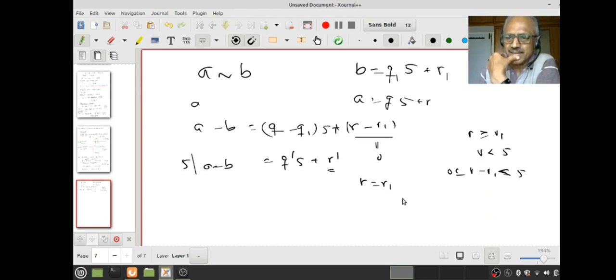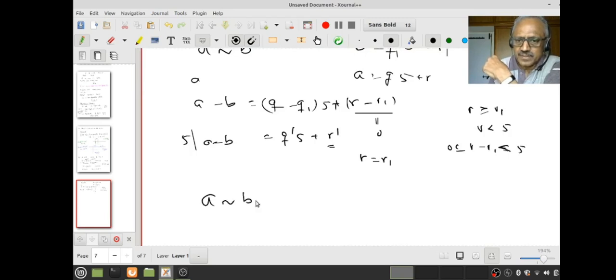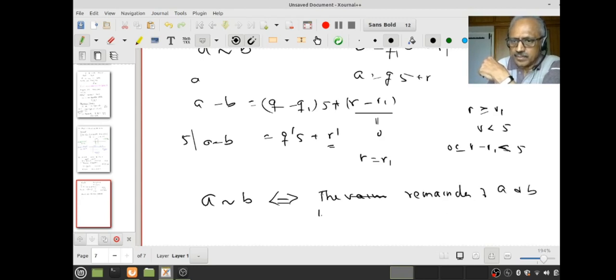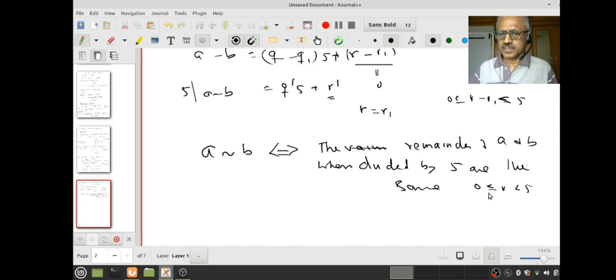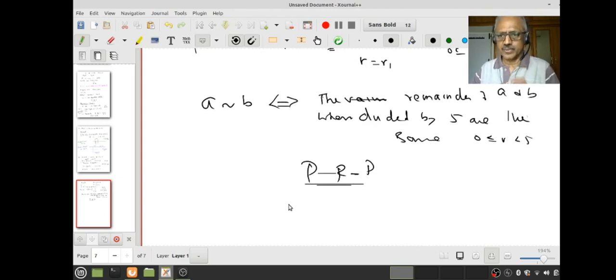So what does it say? It says that A is equivalent to B if and only if the remainders of A and B when divided by 5 are the same. Remember, our remainders have to satisfy 0 less than or equal to R, strictly less than 5. Please pause, review. If you have not seen the division algorithm, this may be slightly tougher, but it will be a nice example to learn. Don't miss it. Please discuss with your friends, or if necessary, consult your teacher. Learn this example very well. Have you understood this?